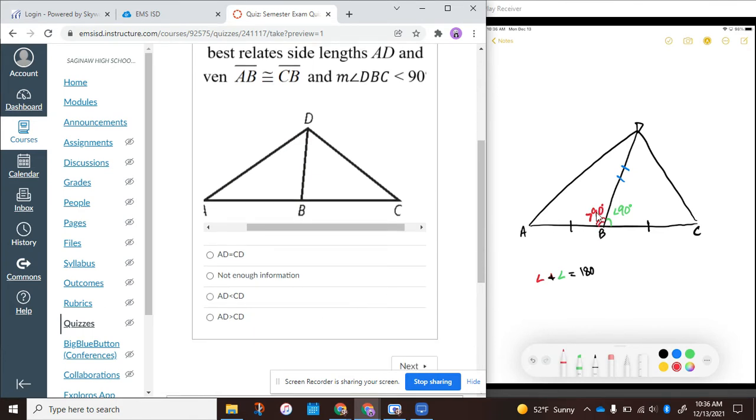Here's the deal though. This angle right here is larger than this one right here. And if these two lengths are the same, the only way for this one to be larger is if AD is a longer side than CD. So that's what we're going with. This answer choice right here. AD is greater than CD.